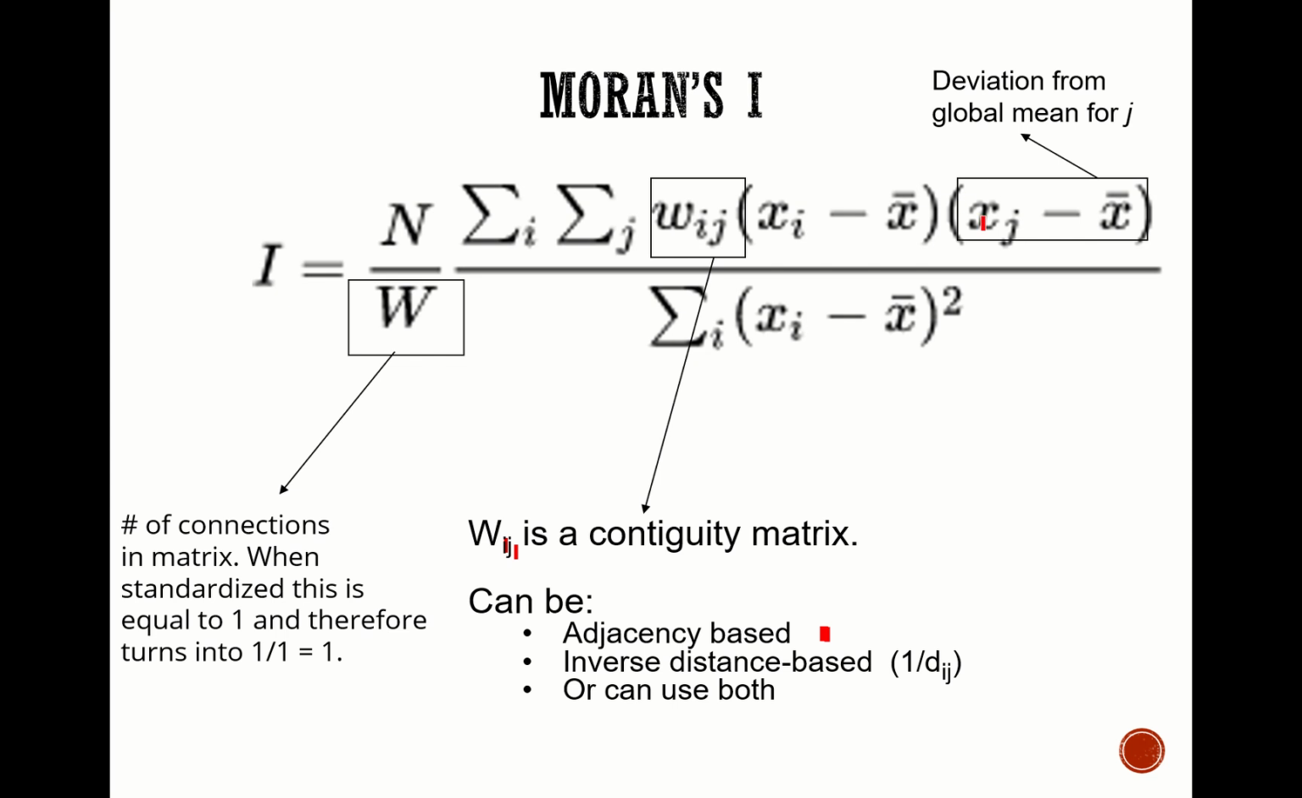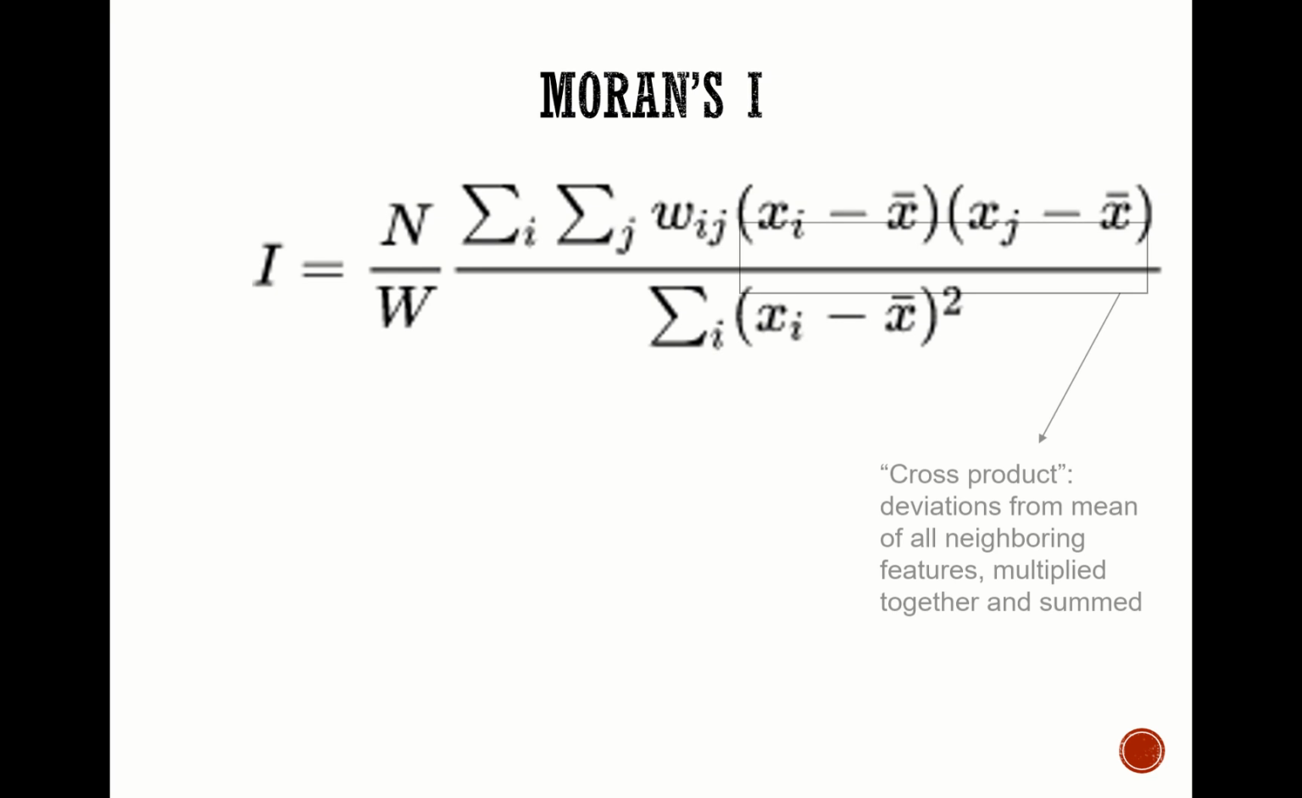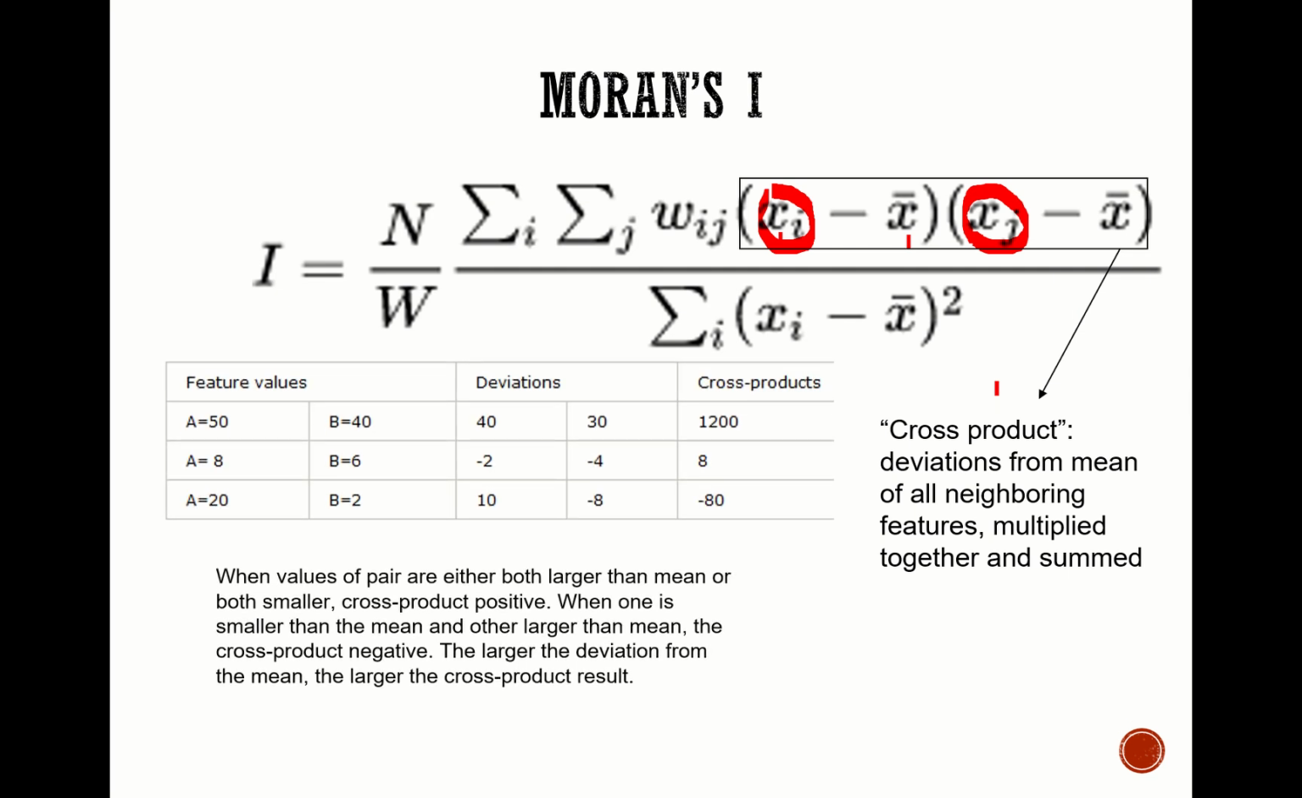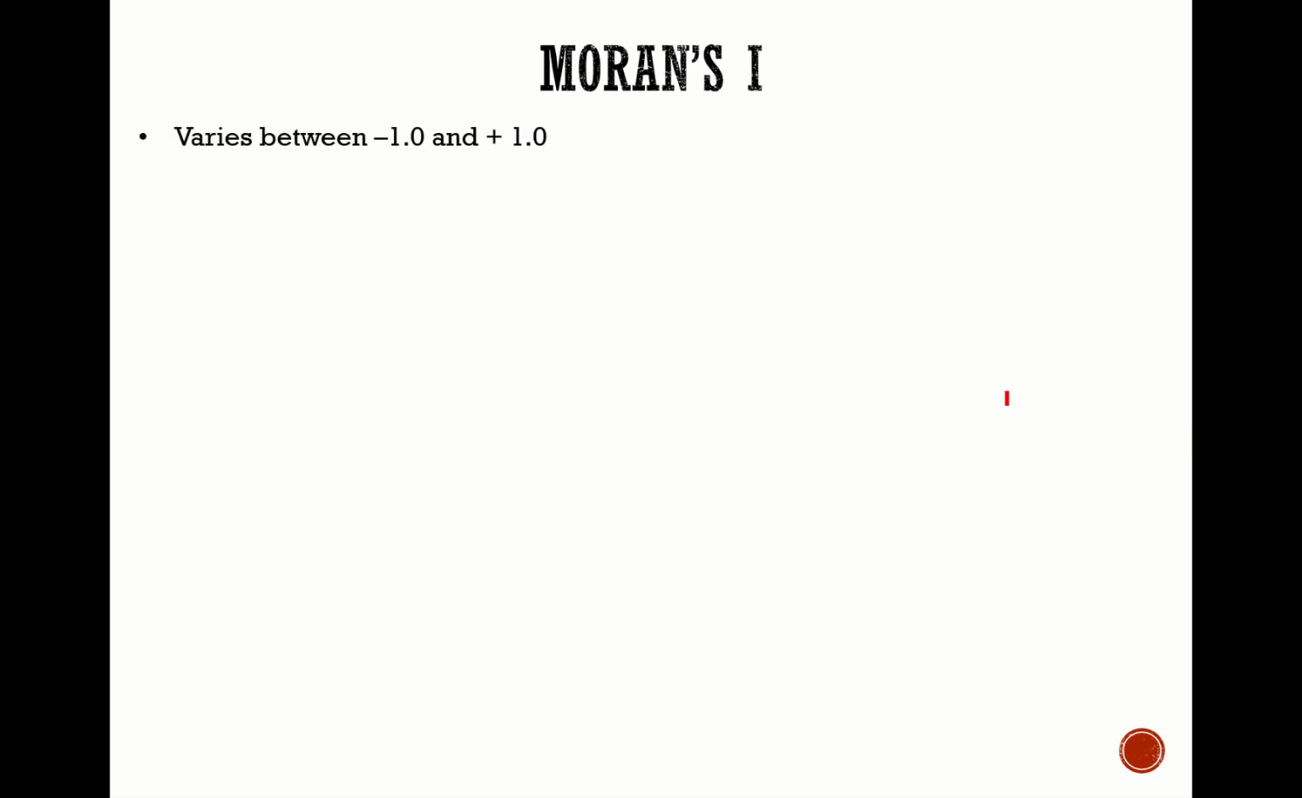And so basically this part of the equation here is computing the difference between the value at the next location compared to the mean. And then it's multiplying that by the value at the cell in question minus the mean. So you're taking this cross product of the value at point I minus the mean, multiplying by the difference between the value at point J and the mean. This is what's known as the cross product. And that's the main function in which Moran's I is calculated.